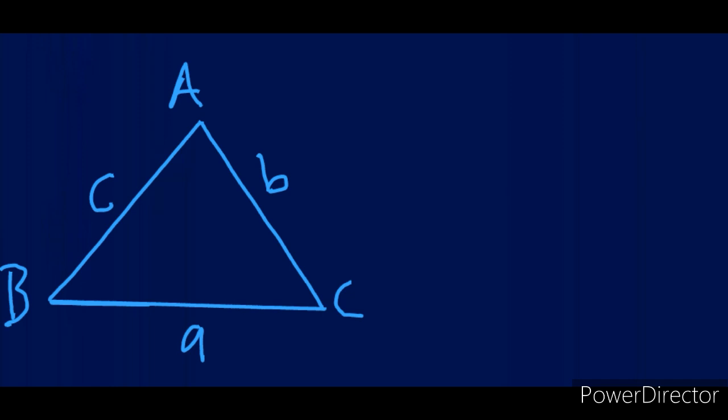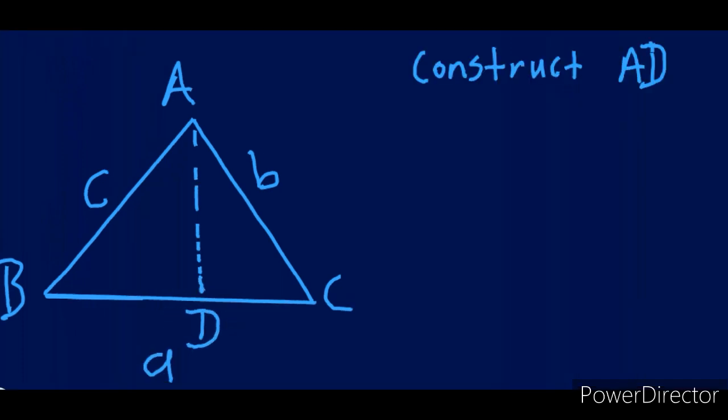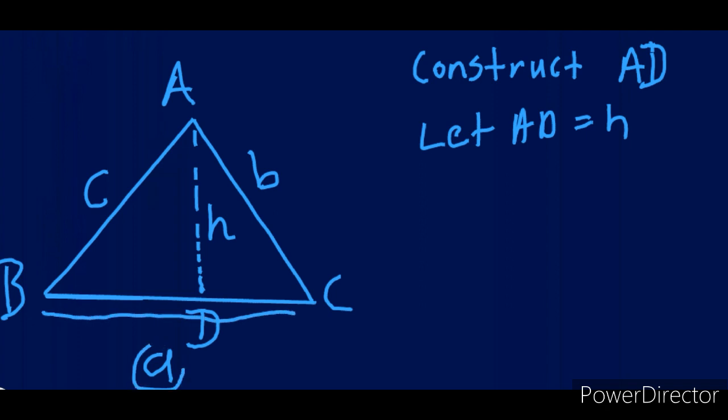What you're going to do next is construct line AD. So we'll construct line AD, and we'll call this point D. After constructing AD, you're going to say, let AD be h. And the total length BC is still a.